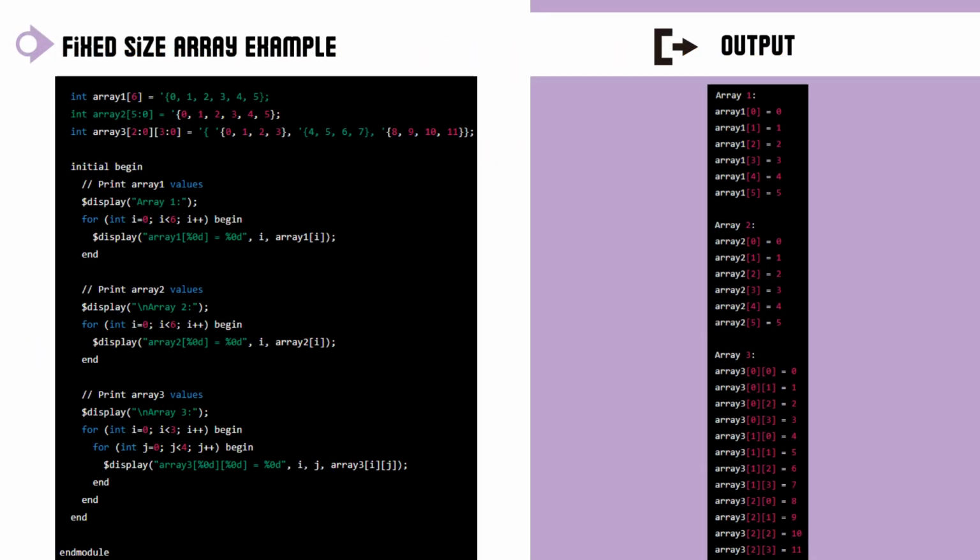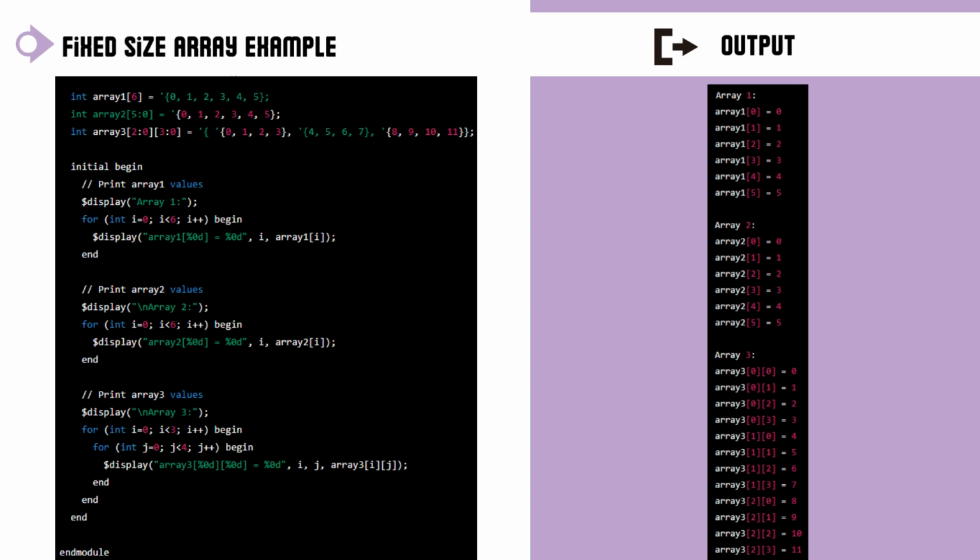In this code, we declare 3 fixed-size arrays of different dimensions, array1, array2, and array3. Array1 is a single-dimensional array of size 6, initialized with values from 0 to 5. Array2 is also a single-dimensional array of size 6, but it is declared using the verbose syntax. The values are initialized in the same way as array1. Array3 is a two-dimensional array with 3 rows and 4 columns.